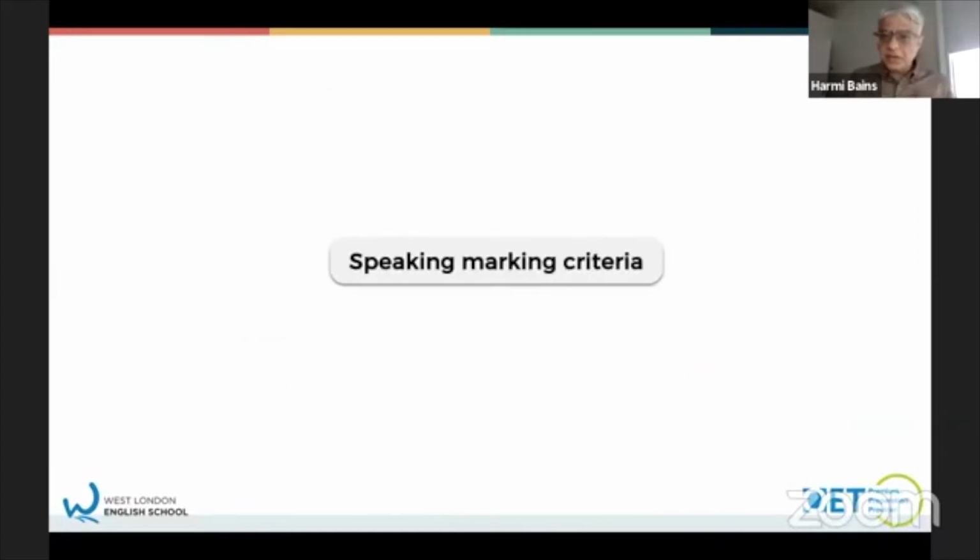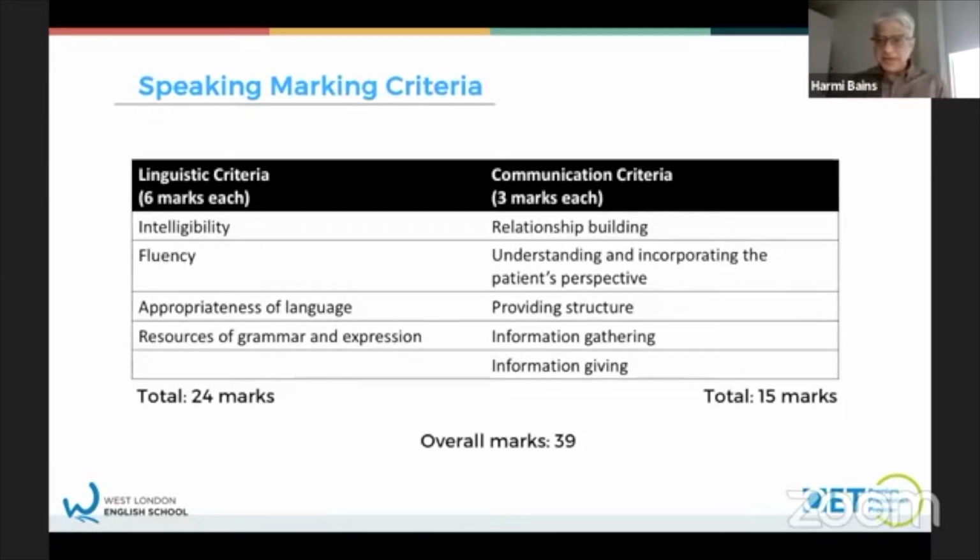So the marking criteria, this is how you're assessed by OET examiners. You can see it's divided in 2. You have the linguistic criteria on the left, and you have the communication criteria on the right. The linguistic criteria is made up of 4 different criteria, and in total, you can see it's actually worth more than the communication criteria. So just going to have a quick look at both sides, but let's just focus in and zoom in on the linguistic criteria.